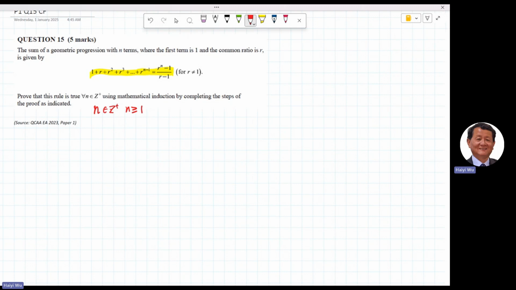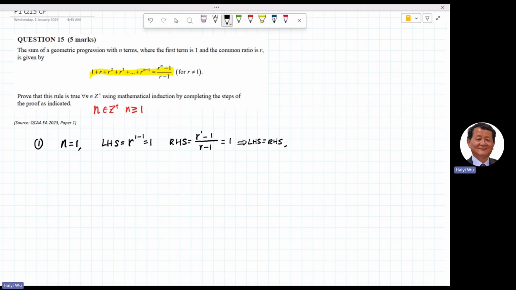So let's start doing the inductive proof. We've got 3 steps to do. First step, we're going to start with n equal to 1. So that's the initial value. We need to prove the left-hand side of the statement, which will be r to the power of 1 minus 1, which is 1. For the right-hand side, we can substitute n is 1. So the answer is also 1. Therefore left equals right.